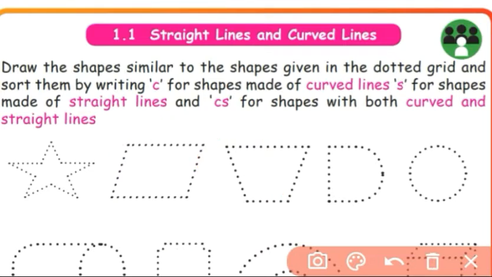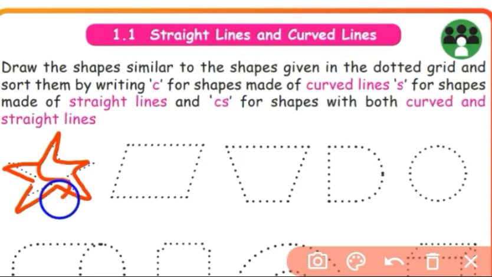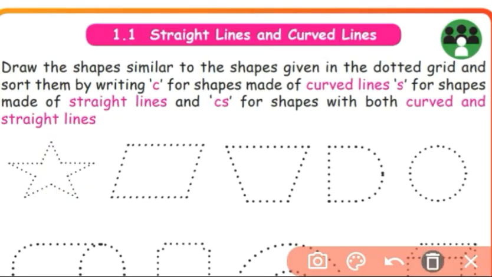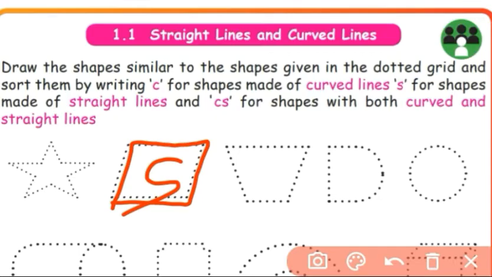See first picture. See all the lines are straight line shape. So you have to write here S. See next one, rhombus. See there are straight lines. So you have to write here S. See this picture has straight lines. So you have to write here S.